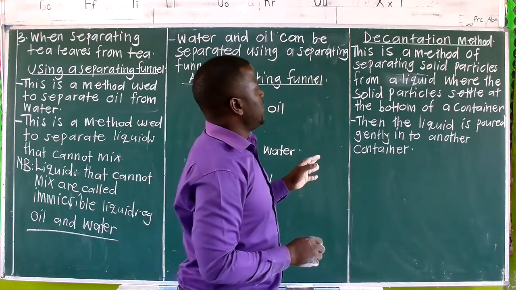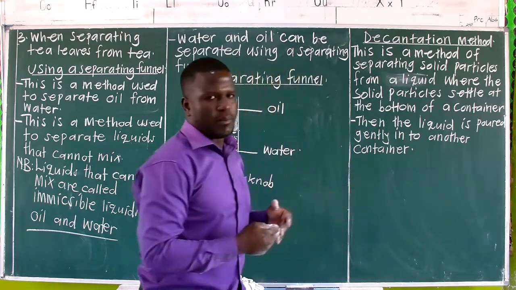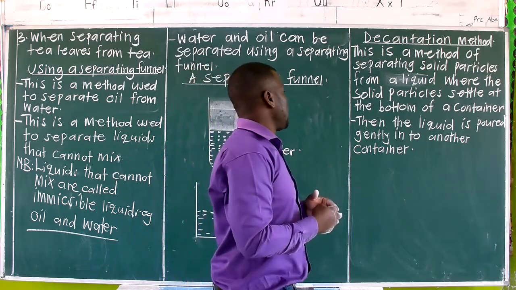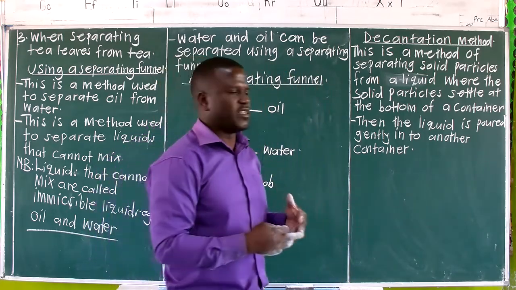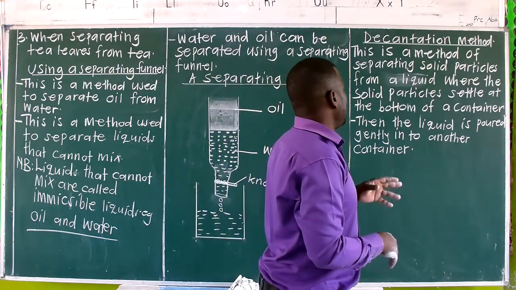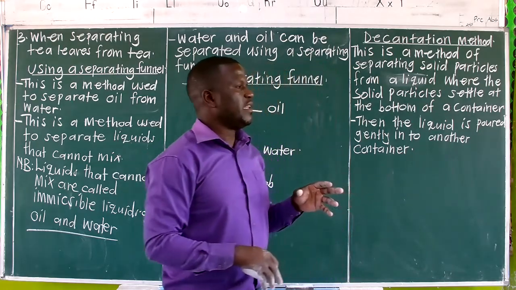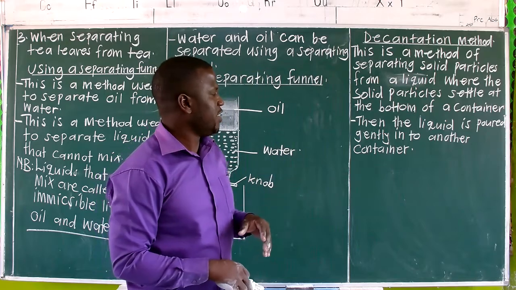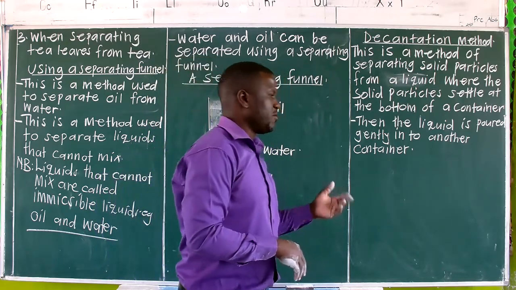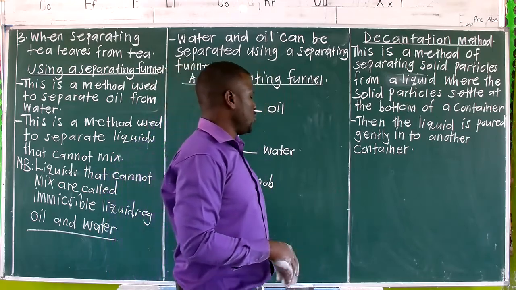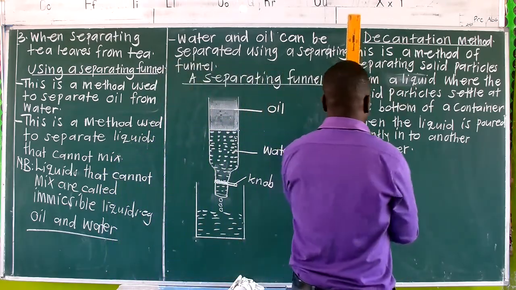This method is used to separate solid particles from liquids. Then we find that the solid particles will settle at the bottom of a container. Then the liquid is poured gently into another container, leaving the solid particles at the bottom of the other container. So we want to draw some diagrams to show decantation method.